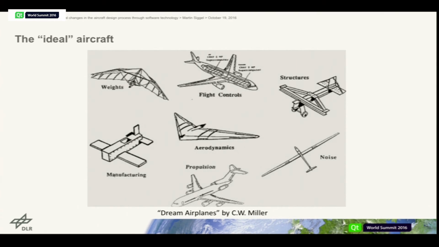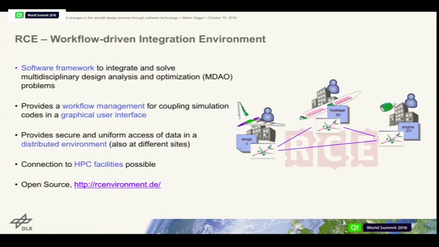So what we need is another software which puts everything together, which we are developing. It's called RCE, an open source software, and it's a framework to integrate all these different kinds of software into one thing, and it provides workflow management to couple these simulations. Typically you have these different tools running on different locations, and for example NASA has different locations, and the German Aerospace Center as well. So it makes network connections, sends the data from one tool to another tool, performs some simulation, sends it back, and so on. And it also allows you to use high-performance computing facilities.